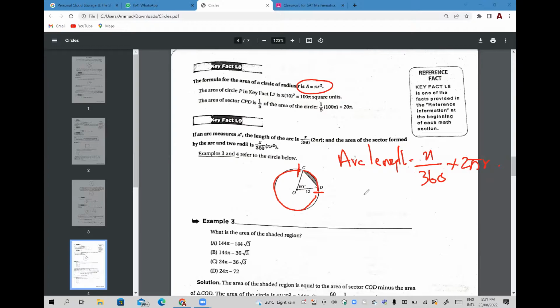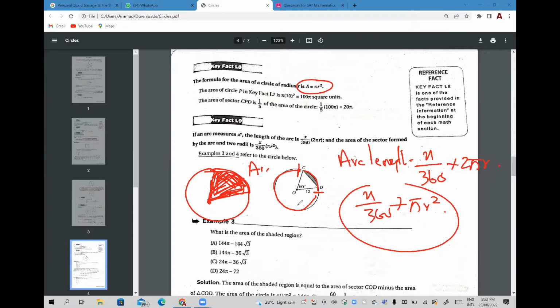And for area, it's x over 360 times pi r squared. Which area? Area of the sector. For example, if this is the circle with these two radii, this is the arc length, and this is a sector of the circle. If you divide any portion of a circle with the help of two radii, the remaining portion that you get is a sector. So this formula is for area of a sector, and this one is for arc length. You should know these two formulas.